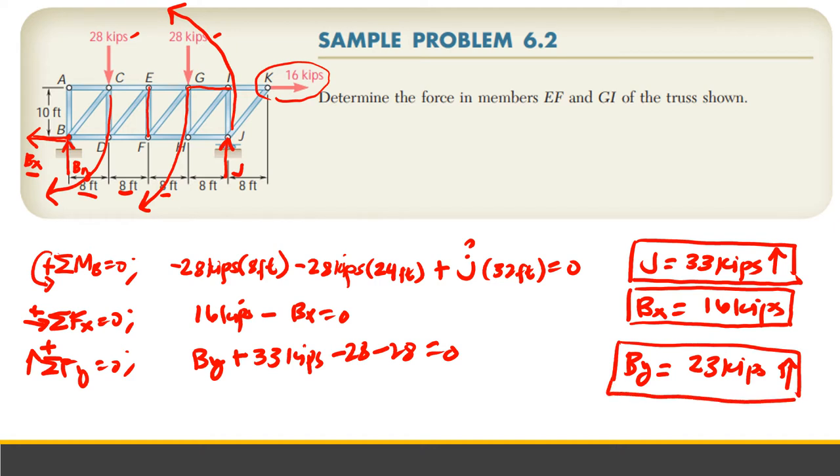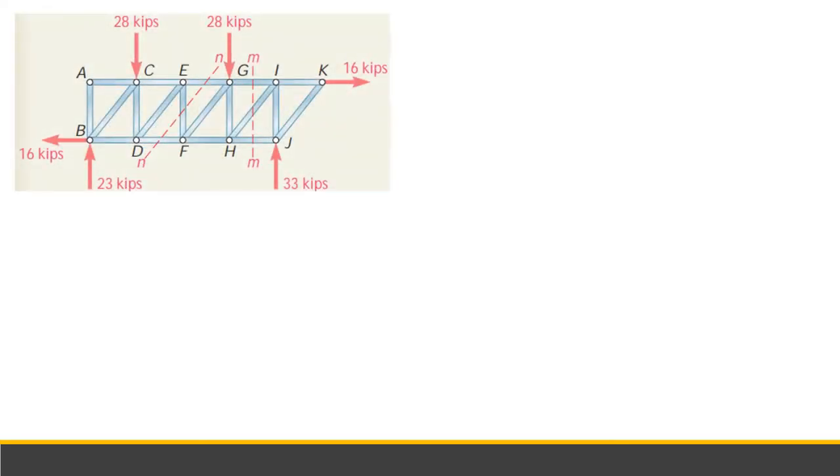So now we have solved for the reactions, and next, we will now pass a section or cut kung saan yung hinahanap natin na members. So in this case, we are looking for members EF, this member, and this member.